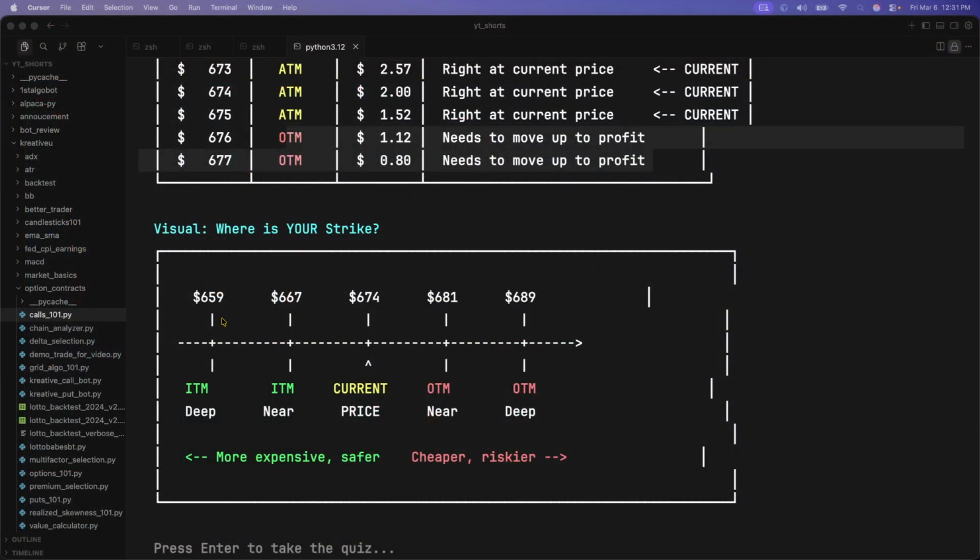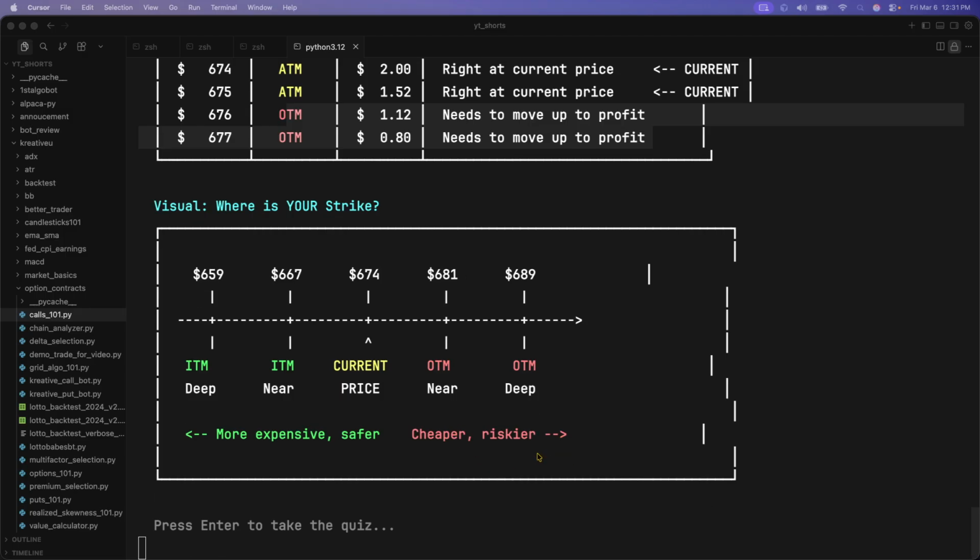So ITM is going to be below the current price. This is deep and near ITM. And then ATM is going to be at or near the current price, the 674. And then OTM is going to be above the current price. And we're talking about calls here. So more expensive, but more safe, cheaper, but riskier. So that's the scale that you're looking at when it comes to ITM, ATM, and OTM.